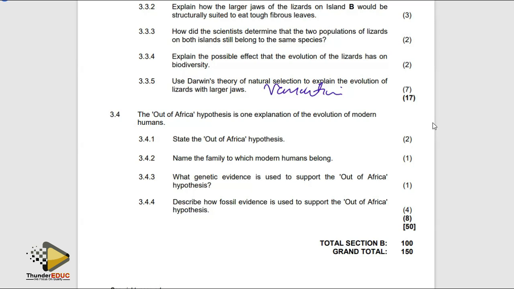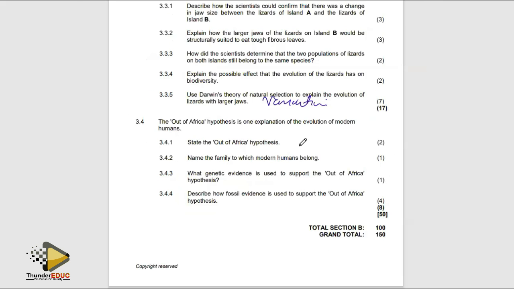Those which survived passed their genes to the next generation, and after many generations, all the population of the lizards were made up of large jaws. That's how you can use Darwin's theory of natural selection to show how this evolution of large jaws came about. Lastly, on this paper, please, you should never go to the paper without knowing these questions.